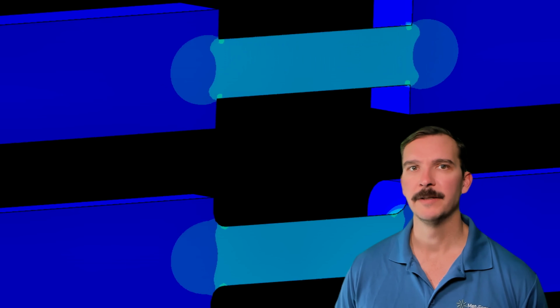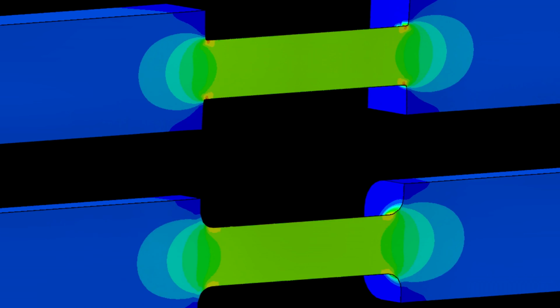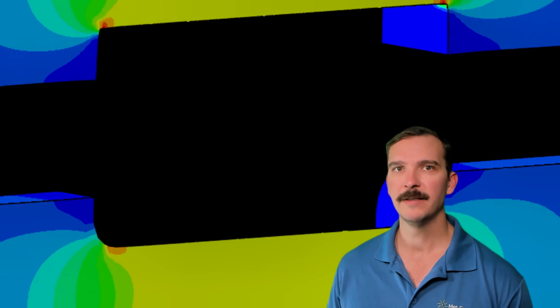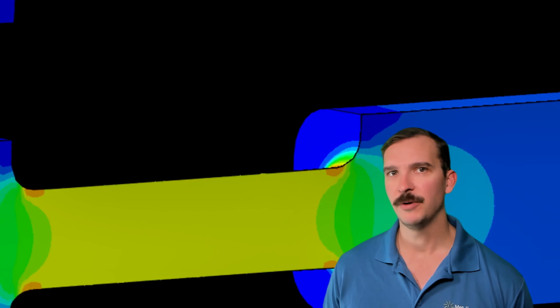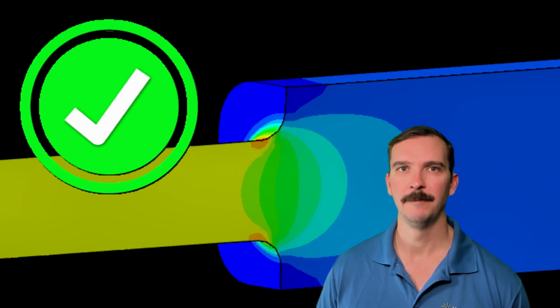Now look at the radius. By simply rounding that corner, we allow the flow lines to spread out. The peak stress drops by 60%.